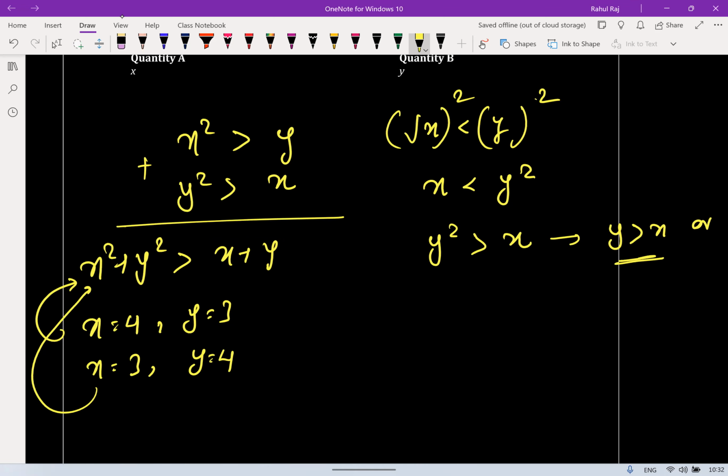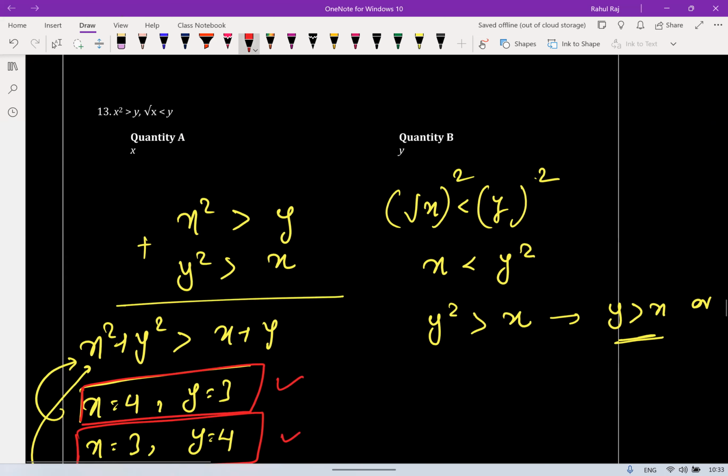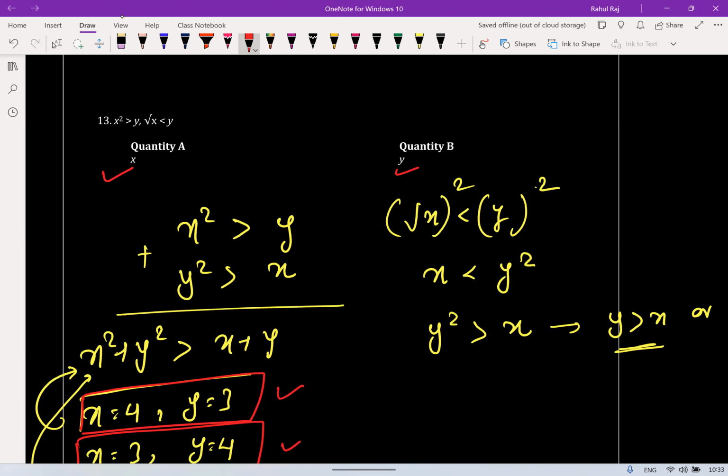So we cannot predict anything about x and y. Check. Here x is less than y. Here x is greater than y. So in one case I'm getting quantity A greater than B. In one case I'm getting quantity B greater than A. I can write D as an answer.